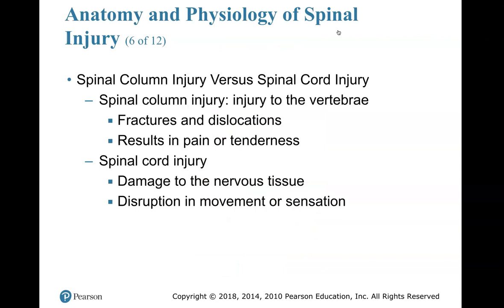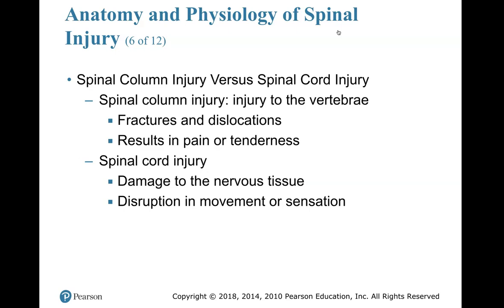Spinal column injury versus spinal cord injury. Spinal column injury is injury to the vertebrae, which include fractures and dislocation, and results in pain or tenderness. Remember, the spinal column is what encompasses the spinal cord. It's the outer bone that protects the spinal cord itself. So one of either the spinal column or the spinal cord can be injured, or both.